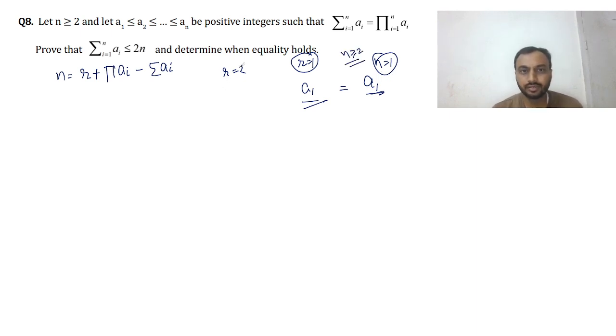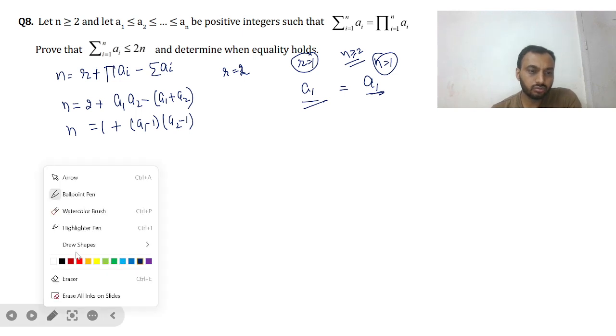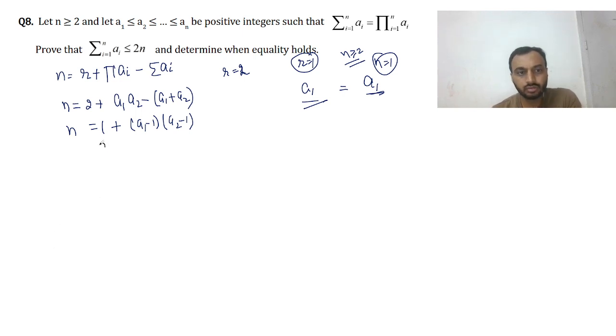So let's say we pick the case r is equal to 2, what will you get? n is equal to 2 plus a1 a2 minus a1 plus a2, that we can further write in this form, a1 minus 1 times a2 minus 1, plus 1, right? Now again further, as we just want to prove that n can take any value, let's say a1 is 2, then what will you get? 1 plus a2 minus 1, or n is equal to a2. Now what is the condition on a2?